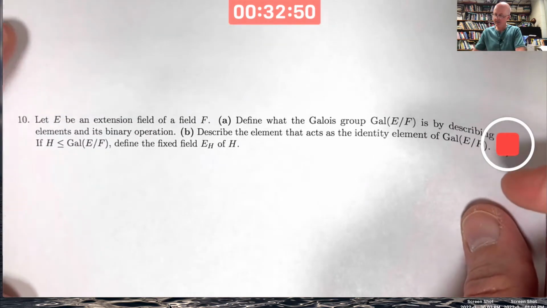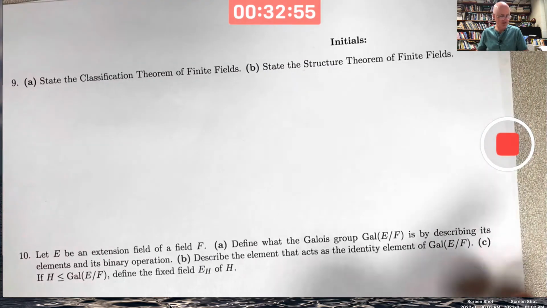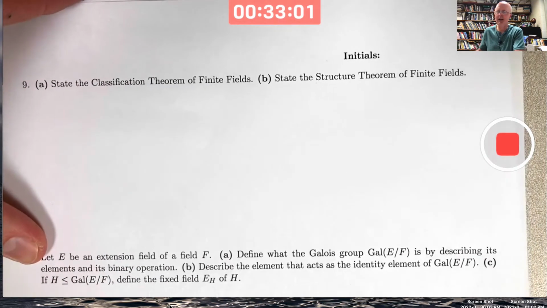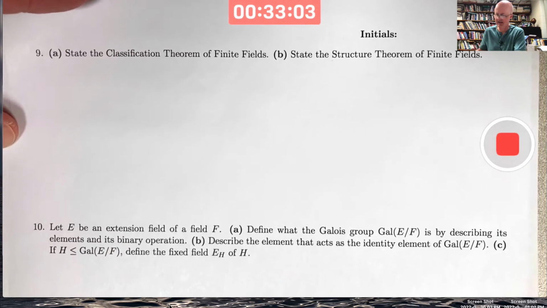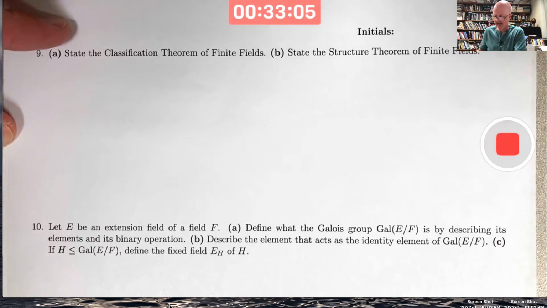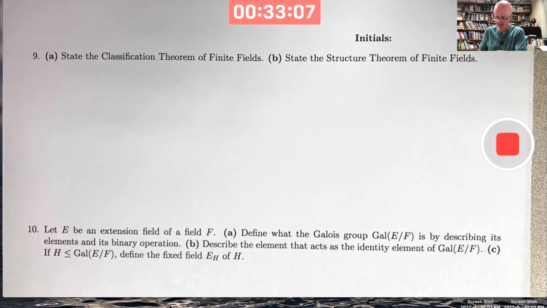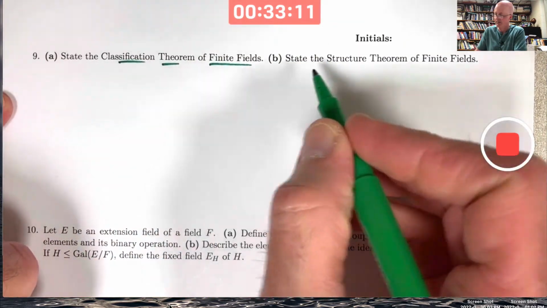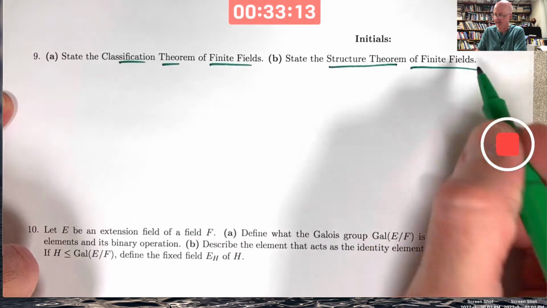Third page is some more statements and definitions, as well as some true-false. Then into the fourth page after that, we get onto some calculations and some, well, maybe not full proofs, but at least explanations. Number 9 says, state the classification theorem for finite fields first. And part B, state the structure theorem of finite fields.